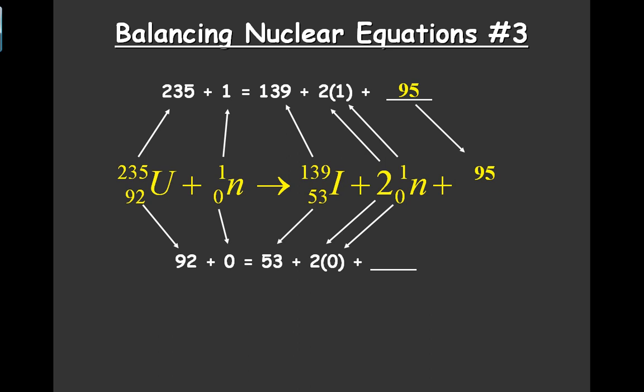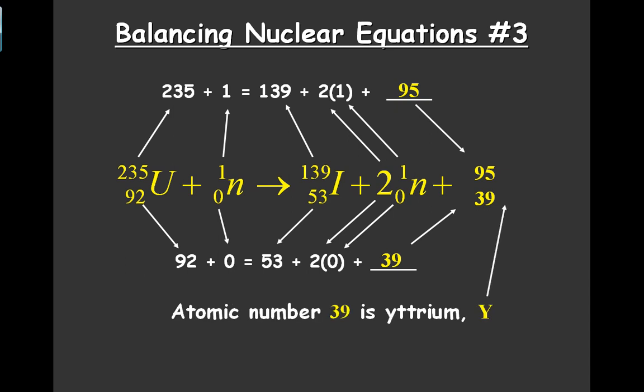Now the atomic numbers, again, same thing. So on the left side we have a total of 92. So on the right side there, the atomic number of the missing substance must be 39, so that again we get that total 92. So we're making the 2 sides equal to each other. Then you go to the periodic table, you look up element number 39, atomic number 39, and that actually is yttrium.